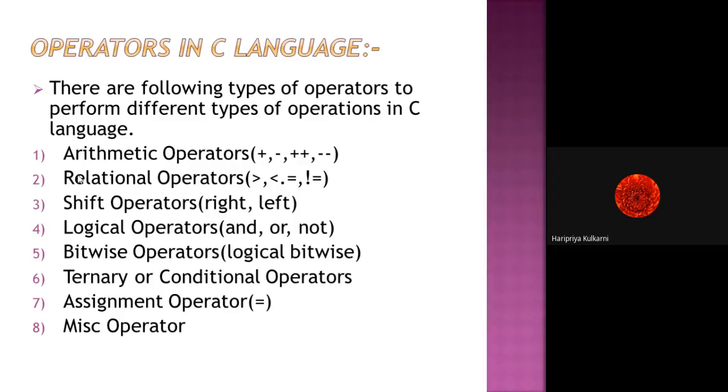Then next are the ternary or conditional operators. So there are some conditional operators like if else, while, do, for. Such kinds of operators are there.